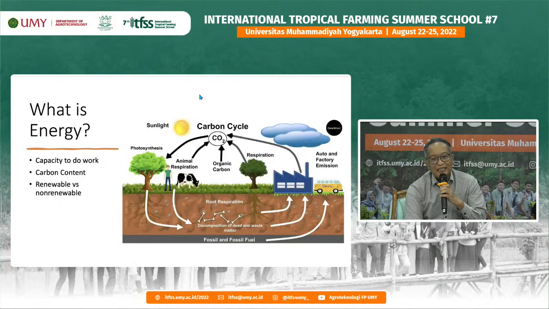Renewable energy is the energy source that is abundant in amount on Earth, or that can be available in a very short time. For example, sunlight. This is renewable energy. And also bioenergy from trees. We can replant the trees in a short time, then become energy. That's what renewable is. Fossil fuel is non-renewable because it needs millions of years to make fossil fuel.